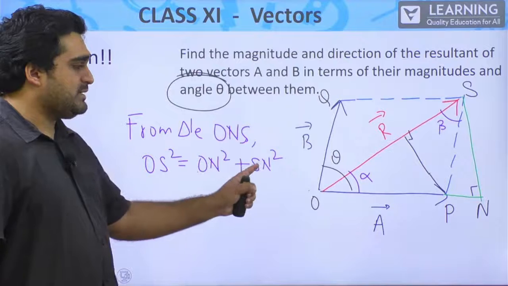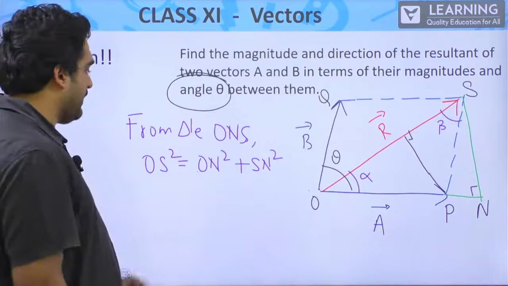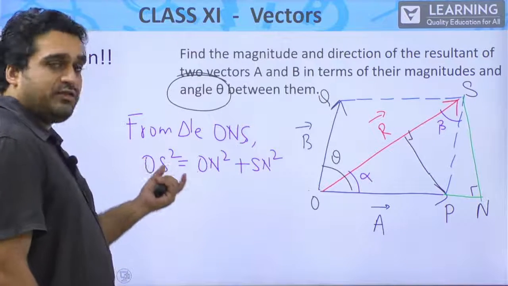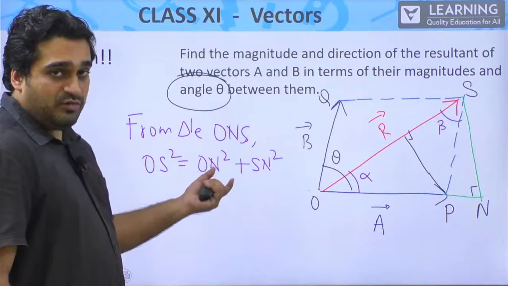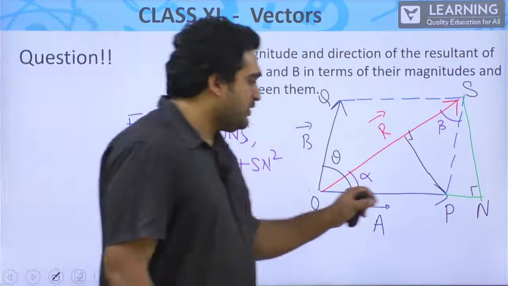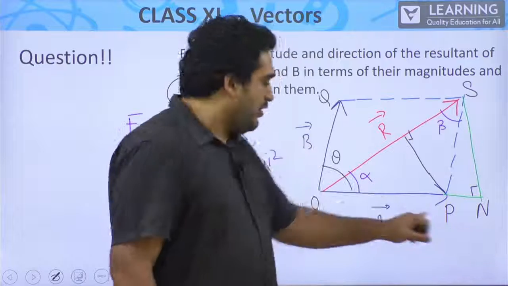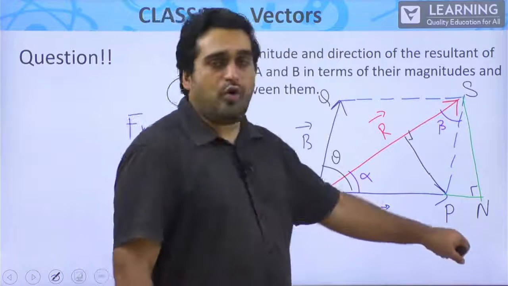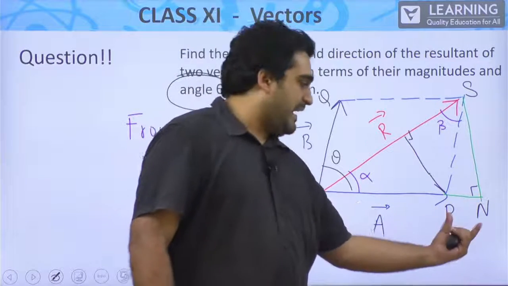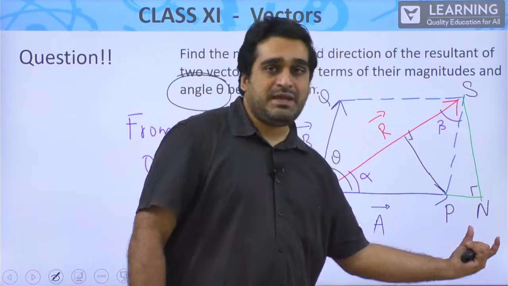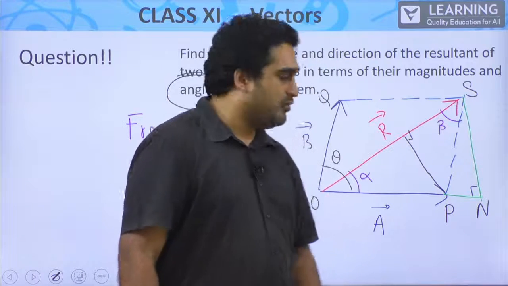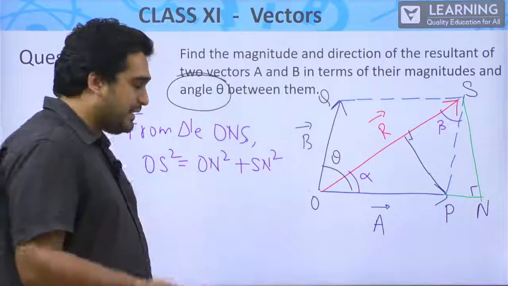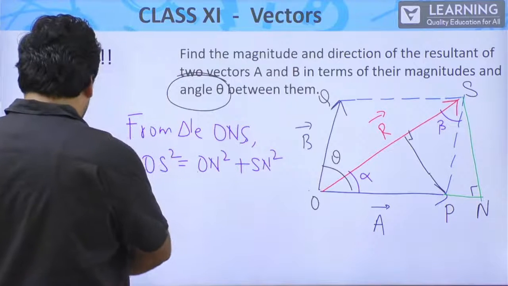ON square plus SN square. So we need to find the length of OS. But do we know what is ON? No, we do not know what is ON. We know only what is OP. The extra length PN we don't know. Not to worry, we can identify what is PN.